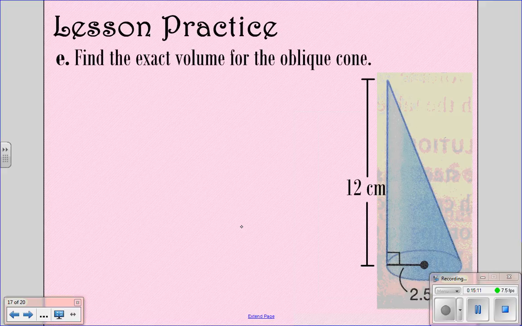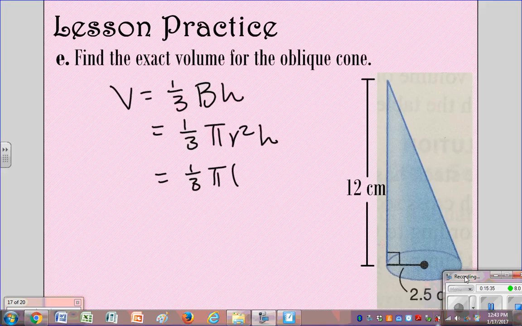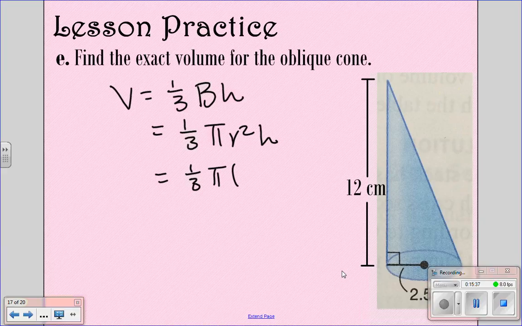For the next one, find the volume, and it says exact volume for the cone. So volume formula for a cone, 1/3 area of the base times the height. The area of the base is pi r squared times the height. So we have 1/3 pi. Our radius on this is, I'm going to move this over just a little bit. It's 2.5 centimeters. So we're going to have 2.5. And then our height is a 12.